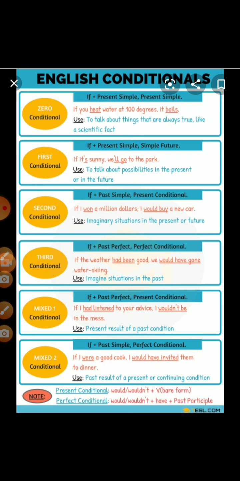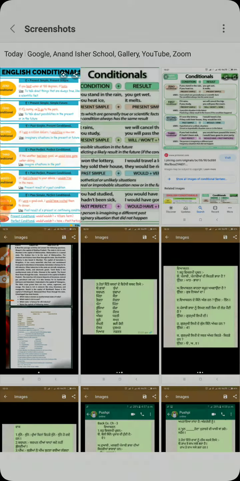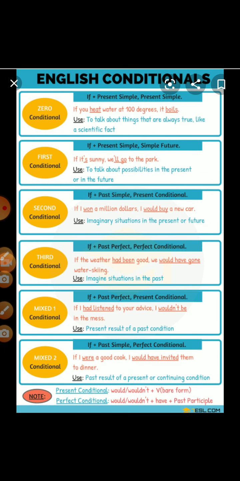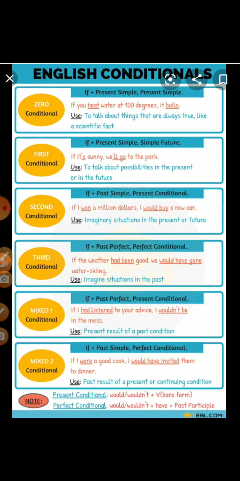If you heat water at 100 degrees, it boils. So if the verb in the if clause is in the simple present, likewise the main clause verb will also be in the simple present, as we have seen now. Similarly, for the next, type 1, if the if clause is in the simple present, what will be the effect on the main clause? The main clause will be in the simple future.